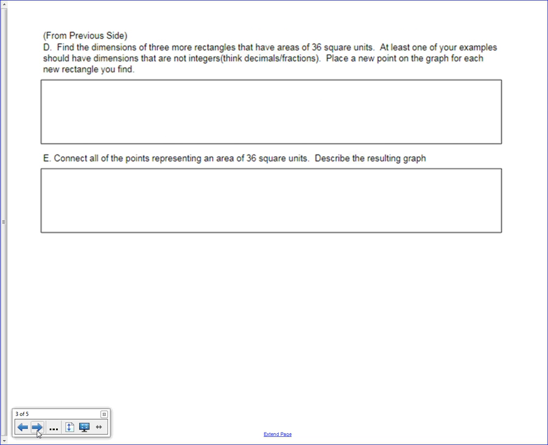Problem D is still working on the same problem. It says find dimensions of 3 more rectangles that have an area of 36. One of them should at least be one that's not an integer, so fractions or decimals. So one could have been 1 and 36. We could have had 2 and 18. We also could have had a decimal. So these are just examples, but you needed to list 3. While I was grading your homework, several people only listed 2 or 1. So you could have had 5 and 7.2.